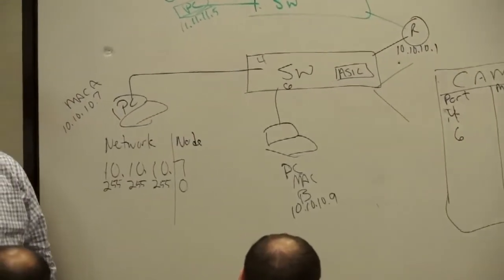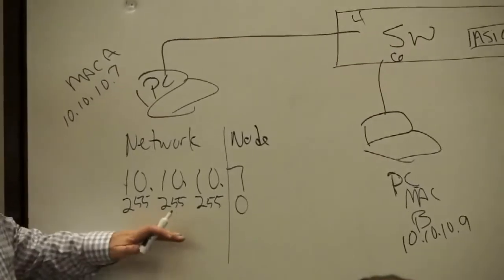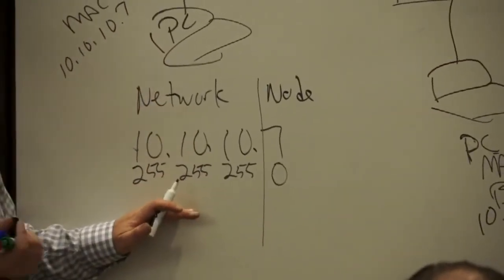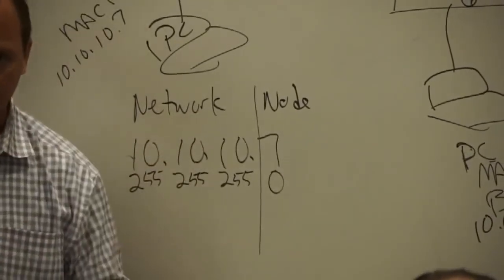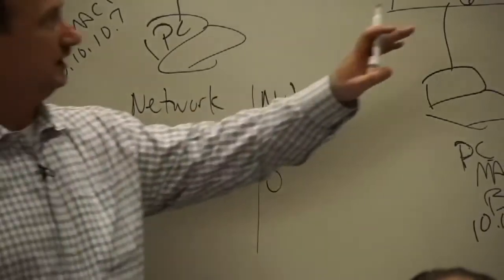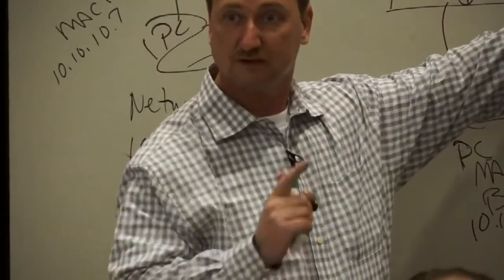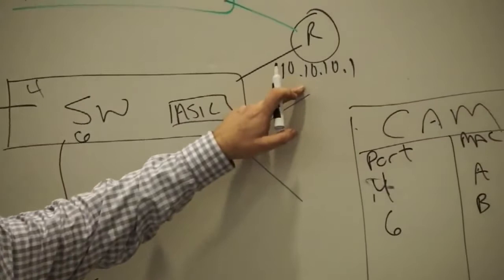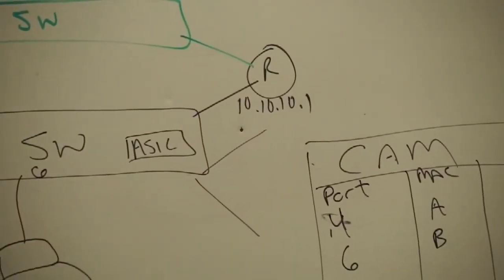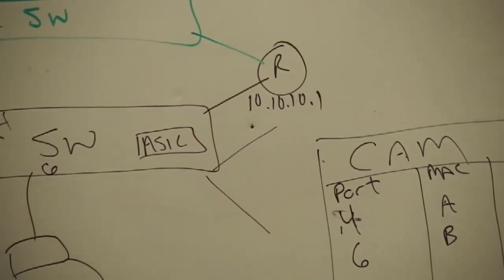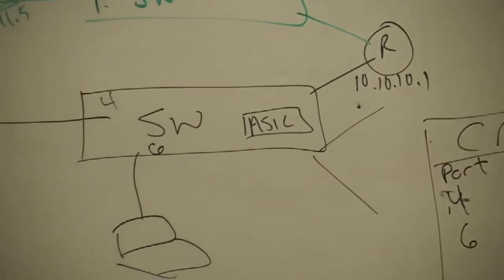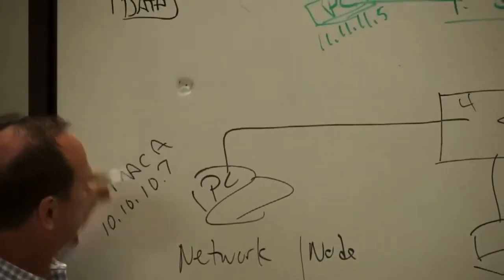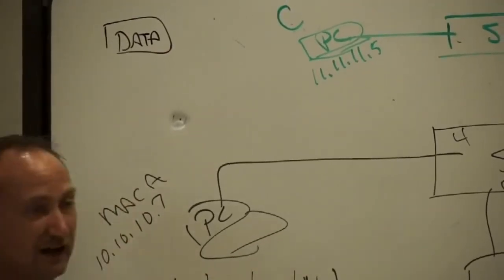It knows that. And anybody else that I send to, I'm going to put them in here and see if they're on my network to determine how I should talk to them. If they're not on my network, I use my router because my router connects me to all other networks. I don't need to know about them, my router does. If they're on my network, I can talk directly to them and I don't need my router. It's that simple.